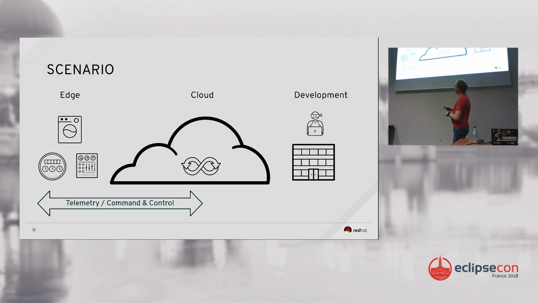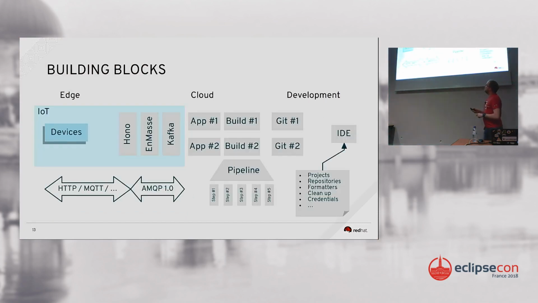So back to that original picture. This is how this could look like in your scenario, in your setup, your architecture. So you might have something like, as we said, the stack of NMAS, Hono, Kafka on the other side, and you have different custom applications.